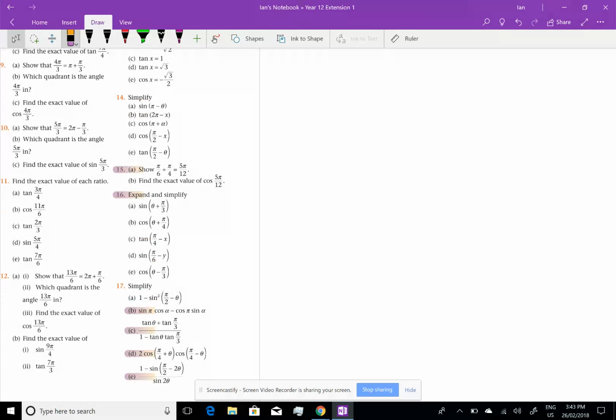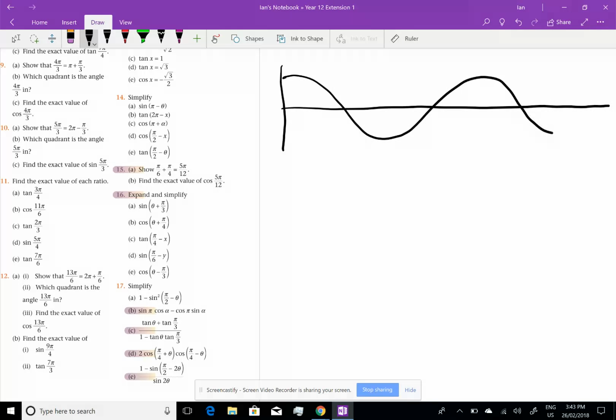So if we just look at cos, and here's the cos graph, going on forever. And if we had, let's say, cos x equals half, we're going to get a solution here, a solution here, a solution here, a solution here.